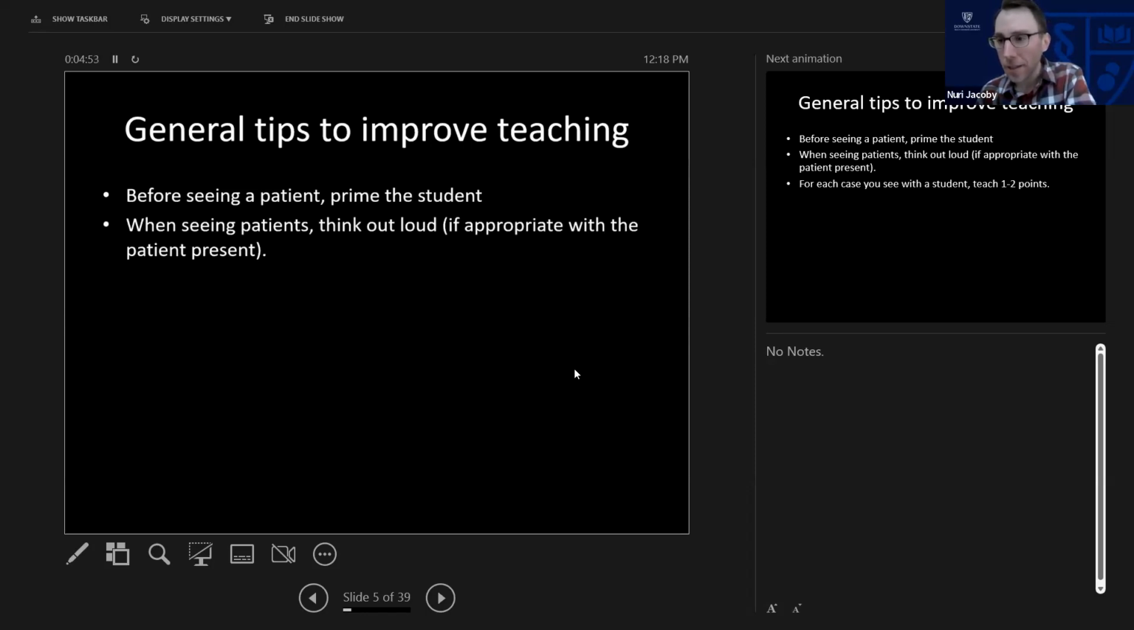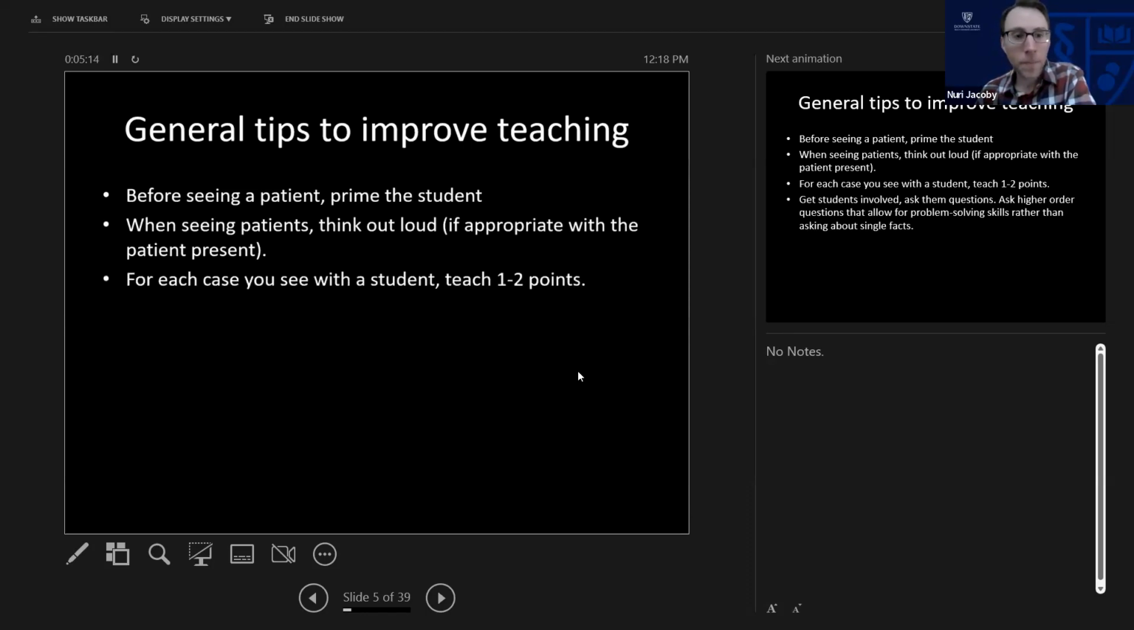When seeing patients, just think out loud. If you're already thinking about what the differential is, when the student's there, just talk about it out loud. If the patient's there and you're thinking that ALS might be the diagnosis and you don't want to say that out loud in front of the patient, that's reasonable. You can do that afterwards. But in a lot of cases, just talking about your clinical reasoning out loud is enormously helpful for the student.